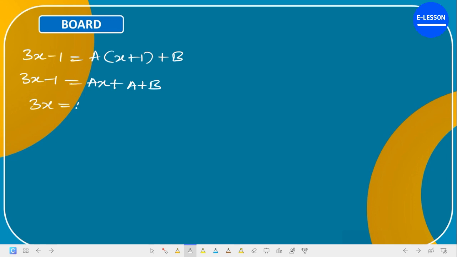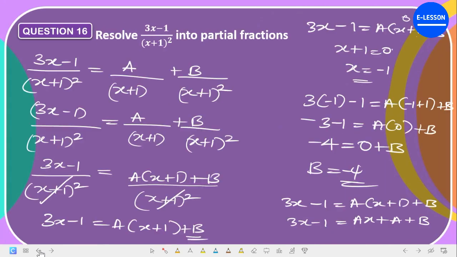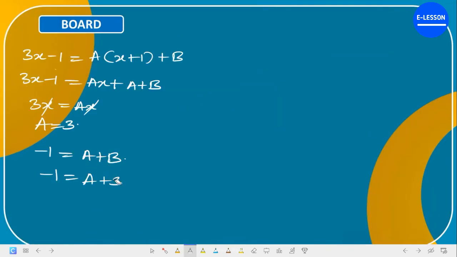So this gives us 3S is equal to AS. AS is the one that carries S here, so equate it with this. When this cancels this, your A is equal to 3. Or you can decide to say, let the other one, which is the one that doesn't carry S, which is minus 1, be equal to A plus B. And if minus 1 is equal to A plus B, your B is minus 4. So this becomes minus 1 equals A minus 4. And when minus 4 crosses to this side, it becomes minus 1 plus 4 is equal to A, and your A is equal to 3.